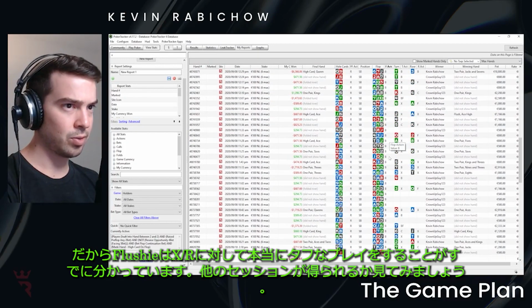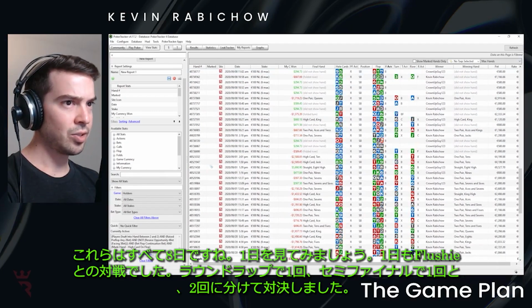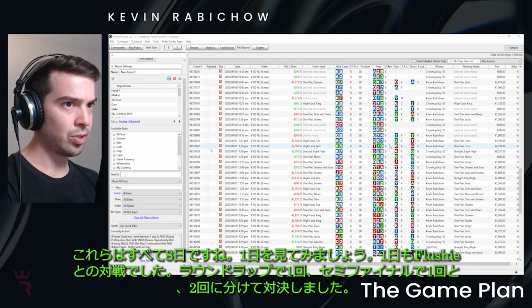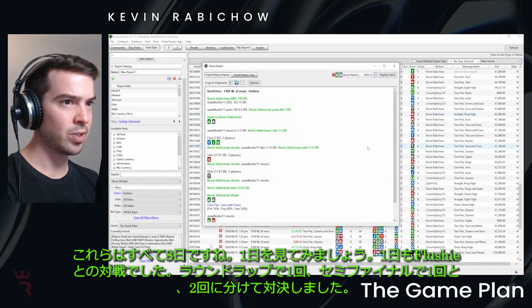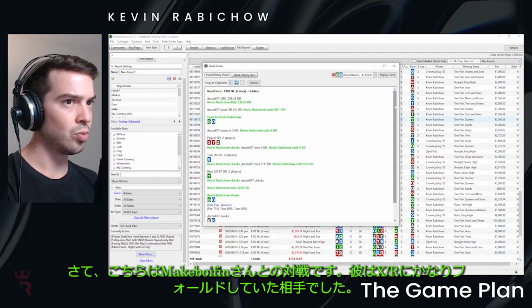Let's see if we can get a different session in here. That's all from the 8th. Let's look at the 1st. First was also against Flushy. I played him on 2 separate occasions in the showdown, once in the round robin and once in the semifinals. So here's against Make Boyfriend, these hands here. He was the other opponent who was folding quite a bit to check raise.